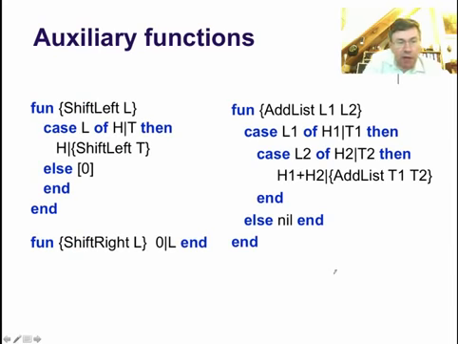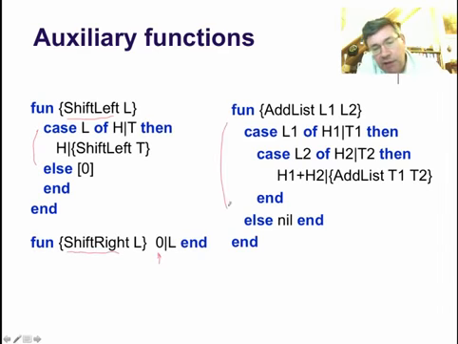So we need 3 auxiliary functions. Shift left puts the 0 at the right. The only way to do this in the functional paradigm is to traverse the list all the way down and create a new list with a 0 at the right. So that's what we do. Shift right is simpler. We just put a 0 at the left. And then there's the function add list, which traverses in a synchronized way through L1 and L2, getting the elements pairwise and adding them and returning the list of their sums.